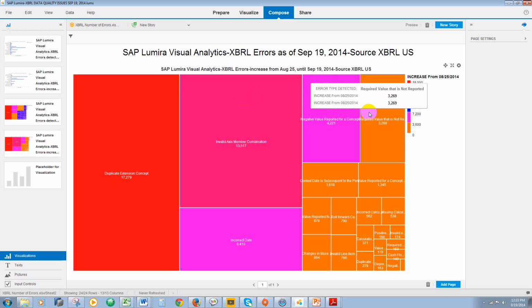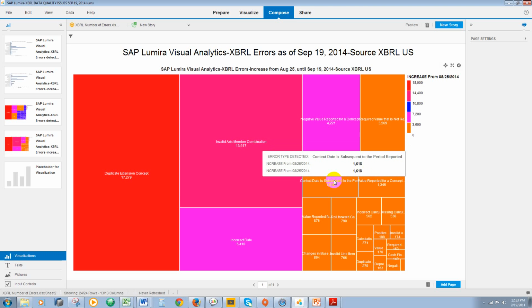And then we have required value that is not reported. The growth in this error is 3,269 over a period of 3 weeks. And then we have context date is subsequent to the period reported, so the growth is 1,618, so that's a fairly large number. And then we have value reported for a concept appears unreasonably large or small, so the growth is 1,345 over a period of 3 weeks. So these are some of the major growth rates in the errors.